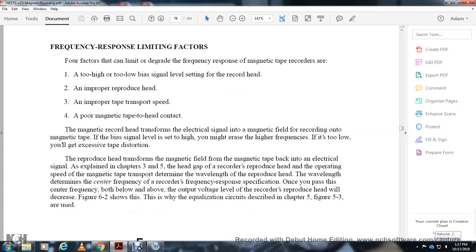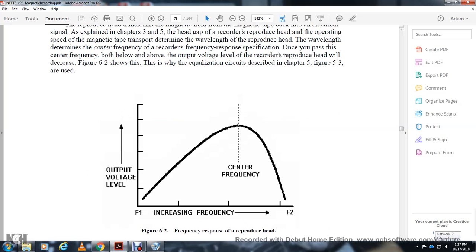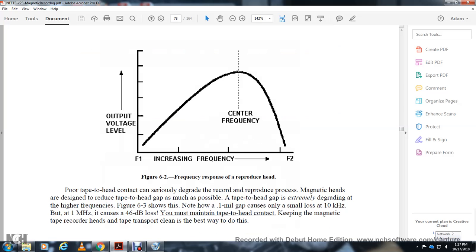The reproduce head converts the magnetic signal on the tape back to an electrical signal. The operating speed of the magnetic tape transport, together with the reproduce head, determines the wavelength relative to the signal frequency. Recorder frequency response varies with temperature and voltage level during reproduction, which is critical. This is why equalization circuits are used, which adjust voltage level at certain frequencies and increase gain with frequency.